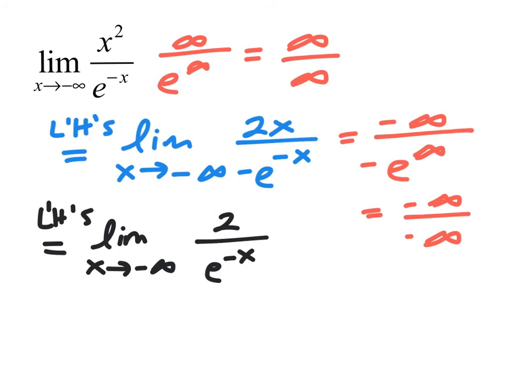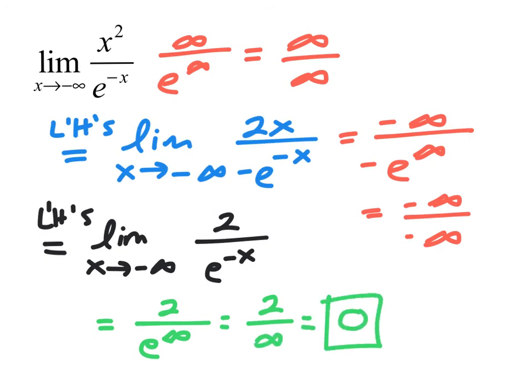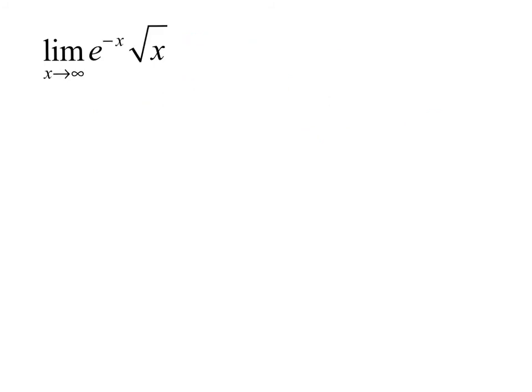And so now if I go back and plug it in, I have 2 over e to the infinity, which would give me 2 over infinity. Any number divided by infinity, of course, is going to go to 0. Now I have the evaluation of the limit, and so that's where I conclude the problem.